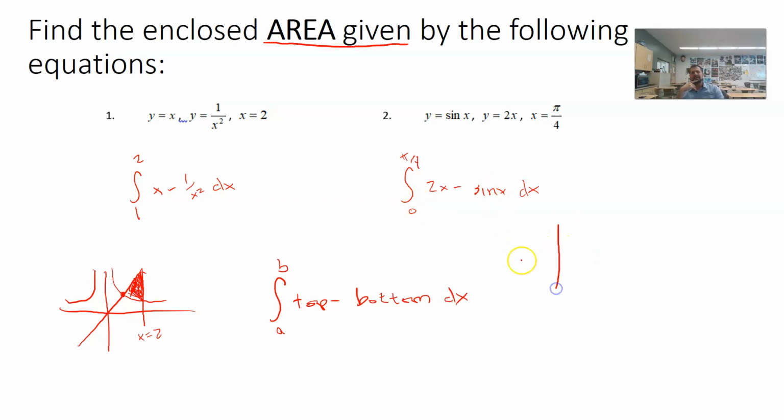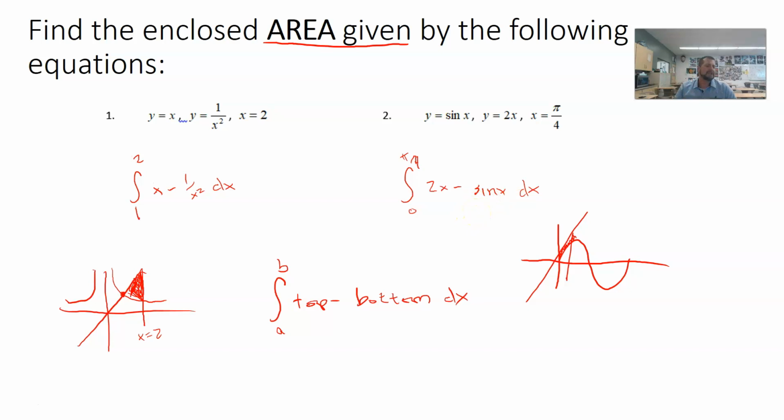On number 2, very similar. I look at sine of x, which looks like that, and 2x looks like this. Pi fourths is actually right here. So this is looking for this little area right here from 0 to pi fourths. 2x is on top, sine of x is on the bottom. You just type that into your calculator.